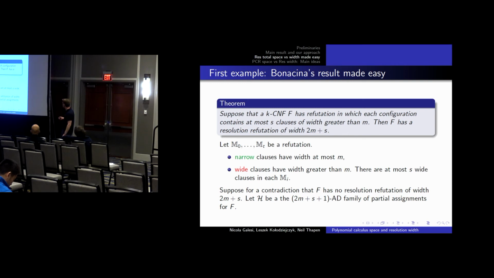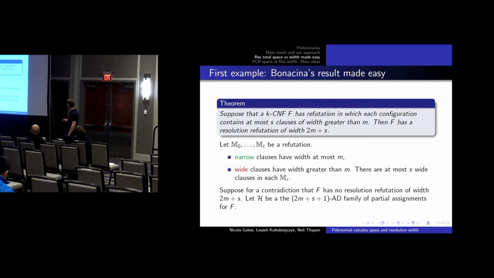Total space is at least width squared. Formally, I'll say that suppose that a formula has a proof where every configuration has at most s clauses and the width is at most m, well then there has to be a narrow refutation, namely the width is at most 2m plus s. Okay? So in particular, this implies that total space is at least width squared if you think about it. So let's argue by contradiction.